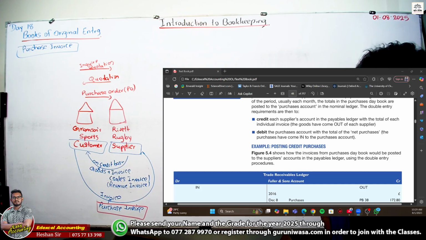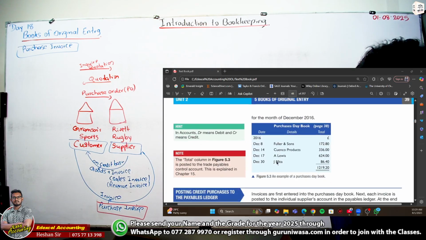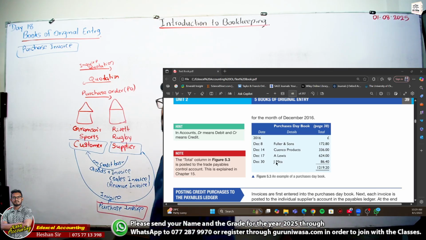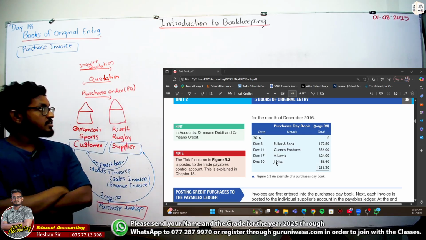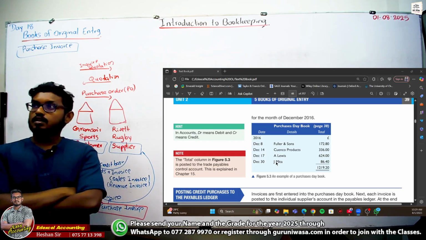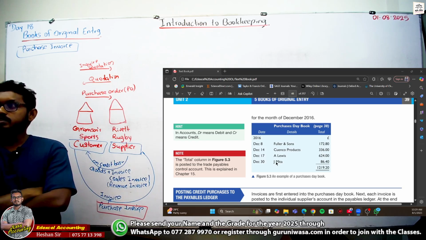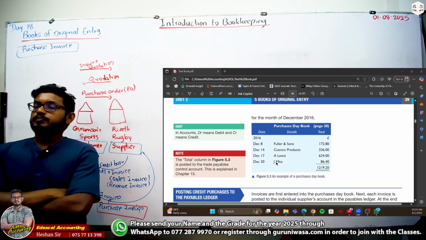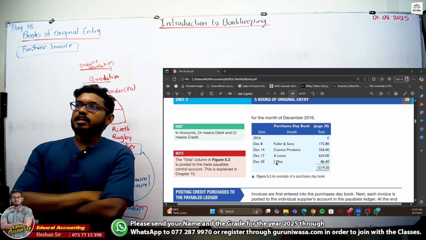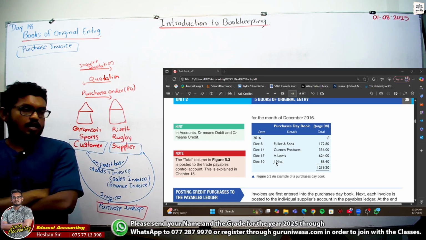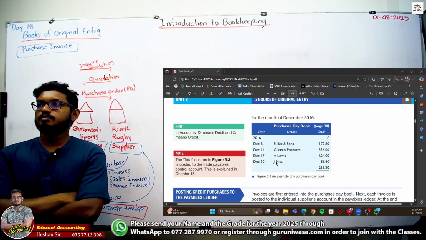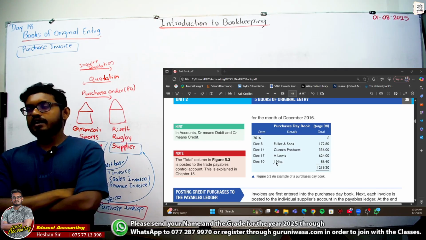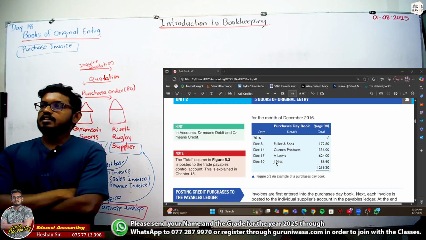So you can see this is the format of the purchase journal, the purchase day book. In here, in accounts, debit means DR, credit means CR. The first part they are teaching in here is bad, that's why I did the third part and came back here. You can see the purchase day book. So, an example of a purchase day book.